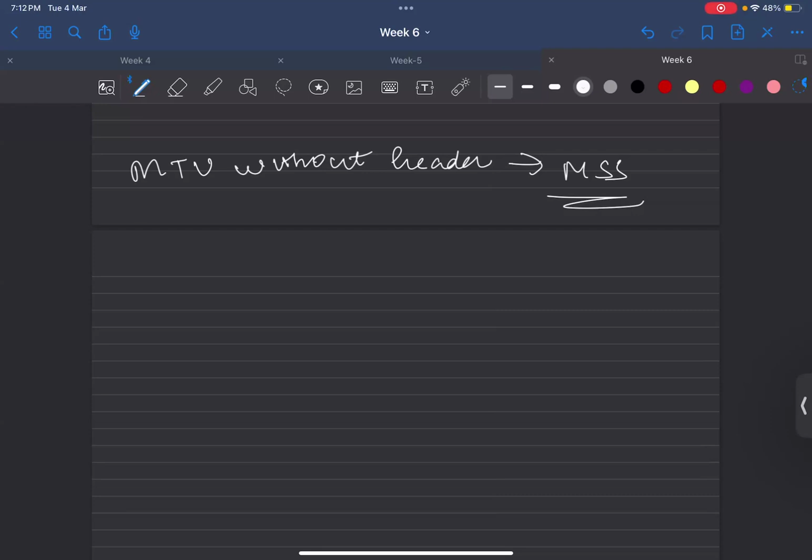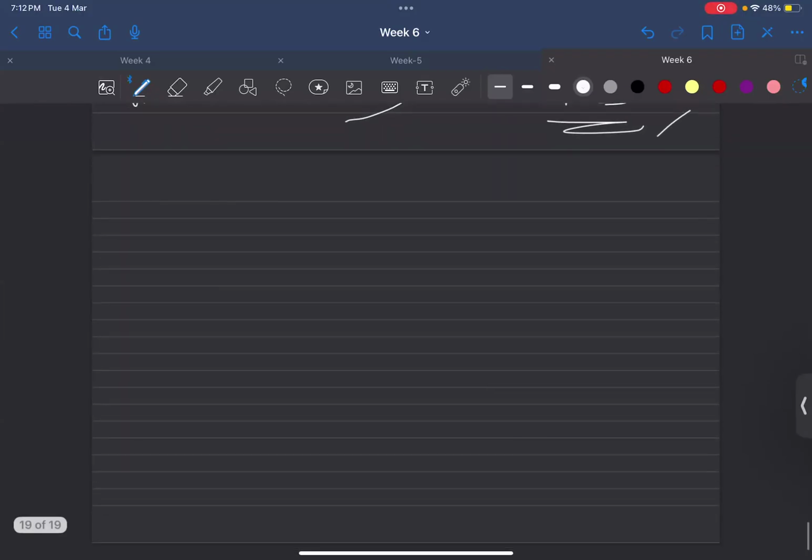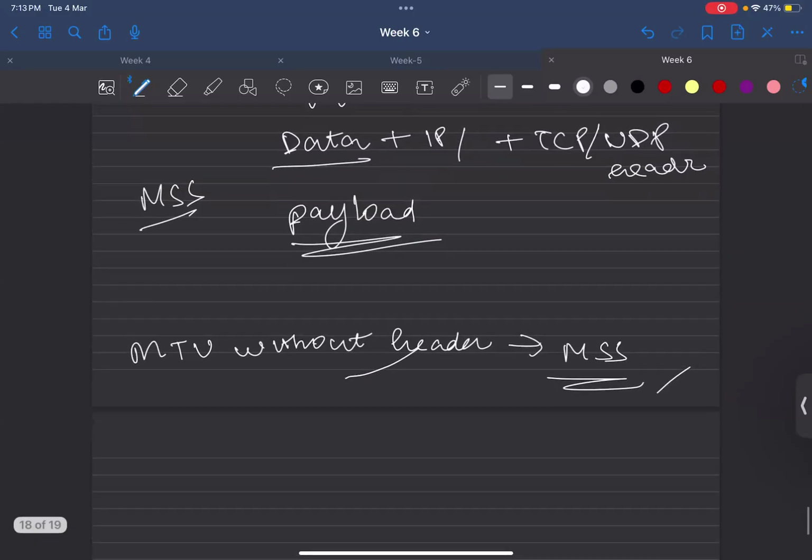DLL. That's why I'm not going into detail. I'm just saying that MTU is with headers and MSS is without headers. I'll come to the fragmentation part and everything. Don't worry about these terms. For now, just take it as with header or without header. But I can't say without header is always equal to MSS, as there are networking conditions and everything. For now, just take it as without headers and with headers.